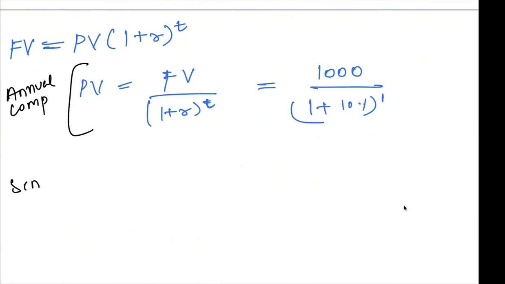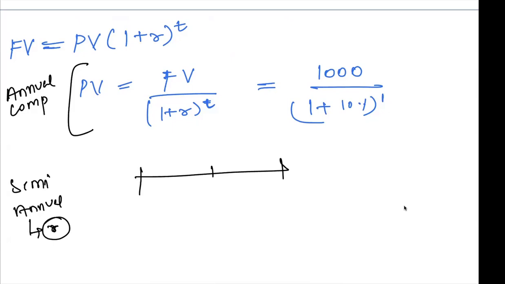But if it would be semi-annual, whenever we have annual or semi-annual, this rate will get affected directly. Semi-annual means what? Compounded half yearly, I mean two times in a year, right?